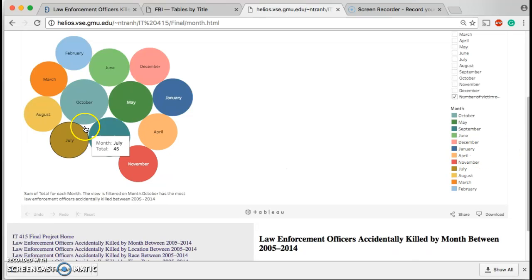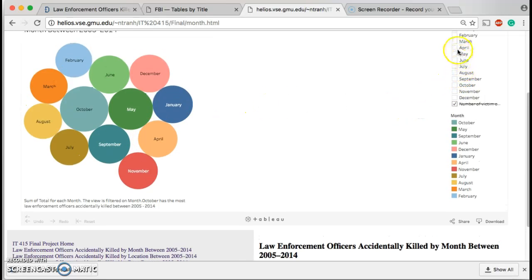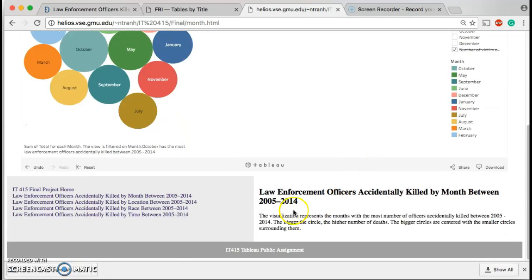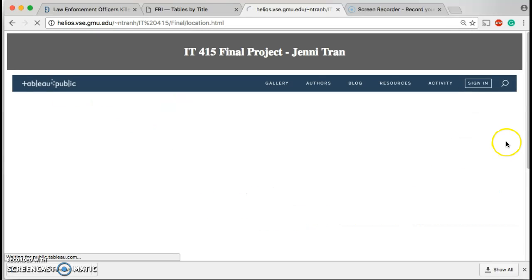If you scroll over and click on October, you'll see that October has 71 officers killed, May has 60, and September has 53. On the right side here, you can check or uncheck these months to exclude them or include them in your visualization. And on the bottom are my links and just a brief description of the chart. So now let's go to location.